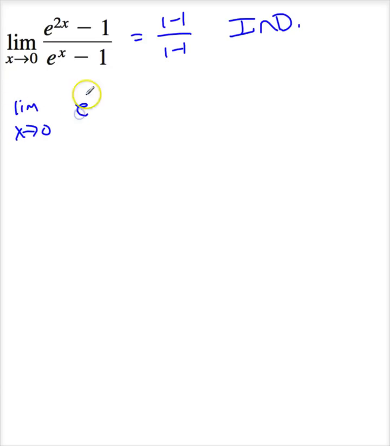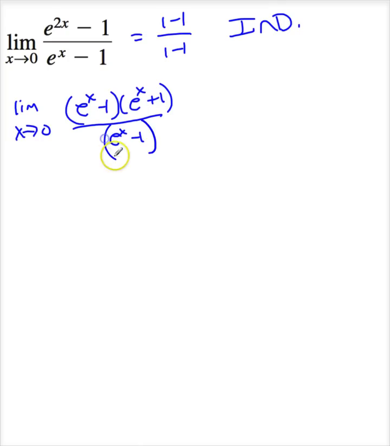All right, this is e to the x minus 1 times e to the x plus 1. So we're factoring. All right, my e to the x minus 1 terms go out. So this is the limit as x approaches 0 of e to the x plus 1. So this is e to the 0 plus 1, or 2.